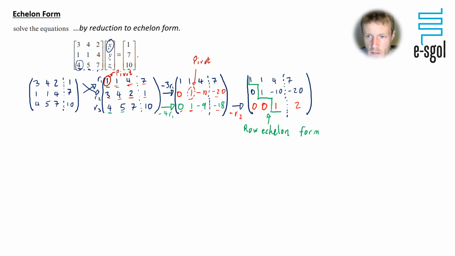This then allows us to create 3 equations. So if I look at this top row, we've got 1x plus 1y plus 4z equals 7. That's not very helpful. The next row though is 1y minus 10z equals -20. The third row is the most useful one because I can see I've cancelled all the x's, cancelled all the y's, and I've just got 1z equals 2. So I know z is 2.